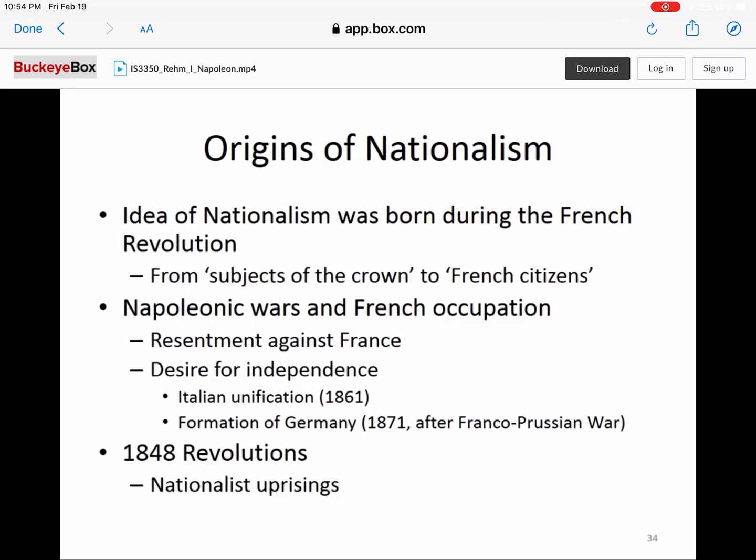And as mentioned, its origin is closely tied to the developments in France. First, the idea of nationalism is born during the French Revolution, where peasants get transformed into Frenchmen, where people are turned from subjects of the crown to French citizens. And all of that is fueled by this new idea of nationalism. This spreads during the Napoleonic Wars and the French occupation, with the anti-French sentiment leading to nationalistic feelings in other European countries, which then will be expressed as large desires for independence. We see in 1848 a set of revolutions throughout Europe, and many of these revolutions really are nationalist uprisings.